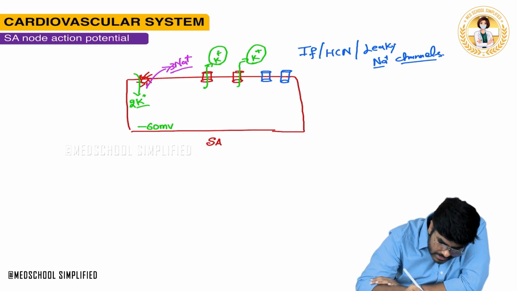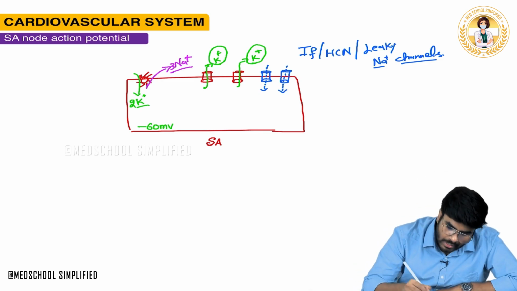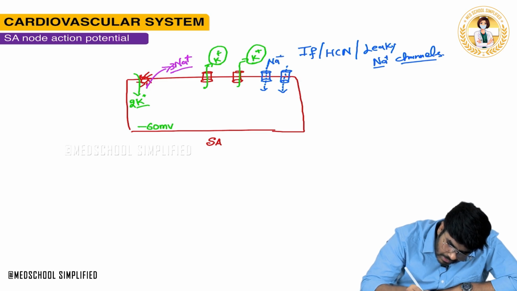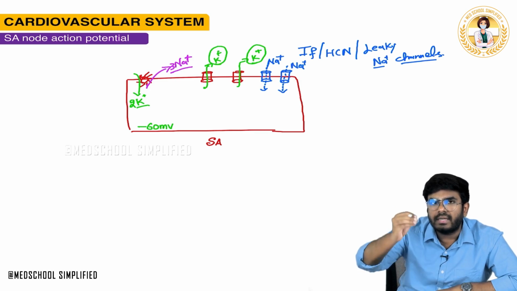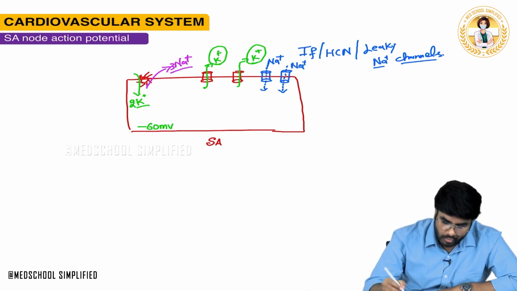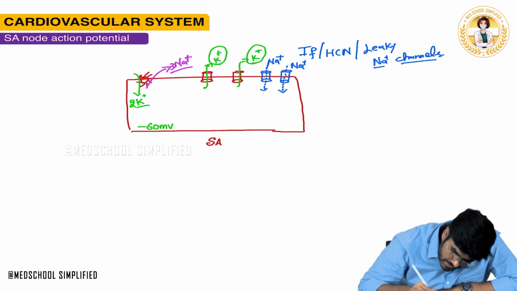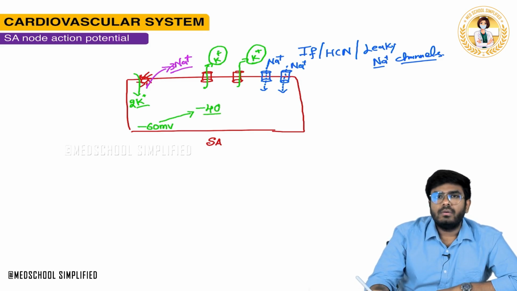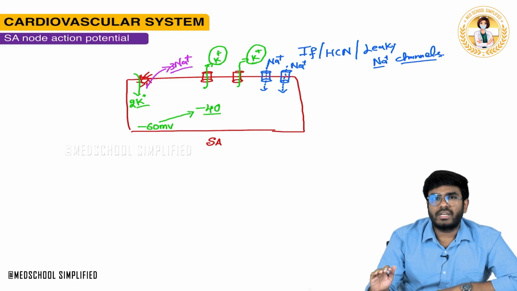Now what they will do is, for every 0.8 seconds, sodium is coming in. When sodium is coming into the cell, positive ions are coming in, little by little. So from minus 60, the membrane potential will move to minus 40. This is a restless membrane potential, right?